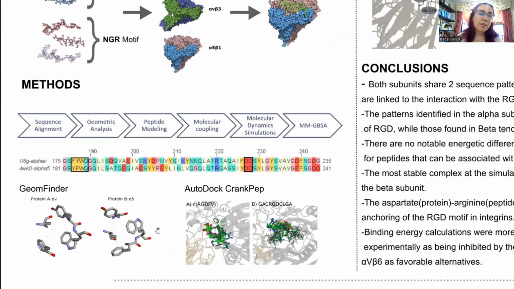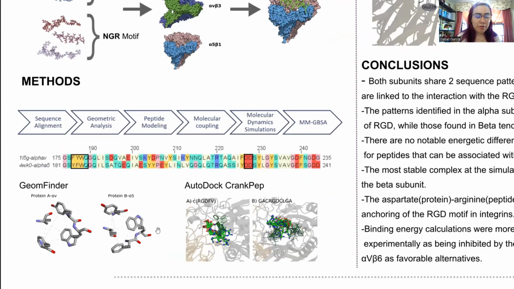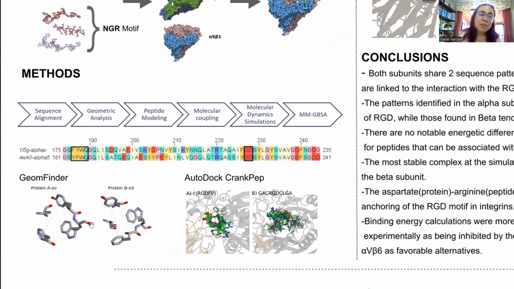To establish a characterization at a structural level, we followed a computational workflow that was initially a sequence alignment of the subunits that are forming the integrin, the protein, the alpha and the beta subunits. Next to that, we made a geometric analysis with GeoMinder, and we were able to extend the sequence alignment and find patterns that were not only shared in their sequence, but also in the way that the residues are located in space.